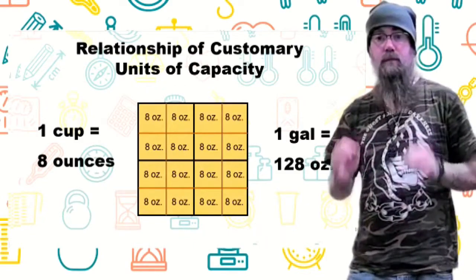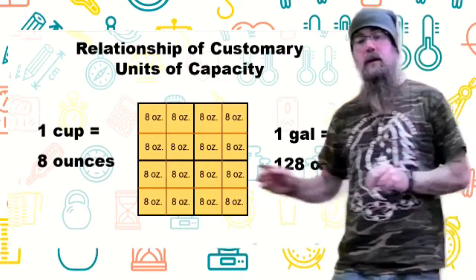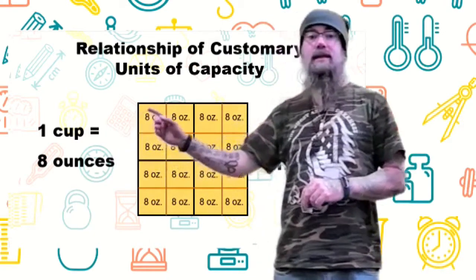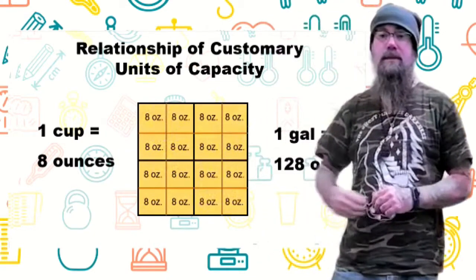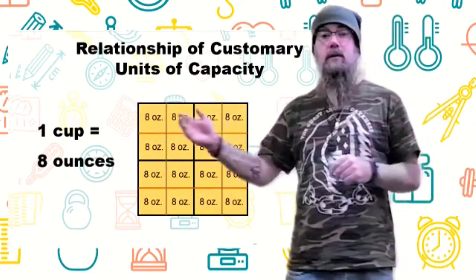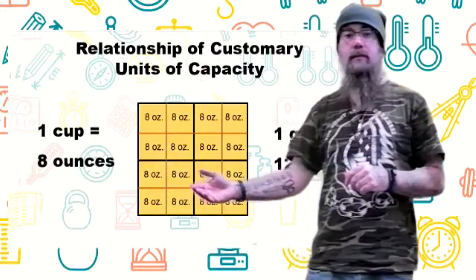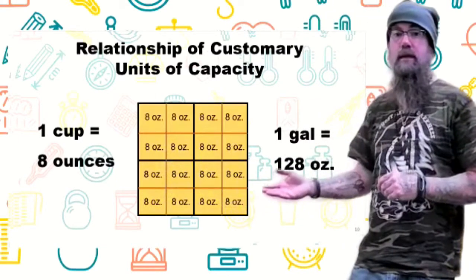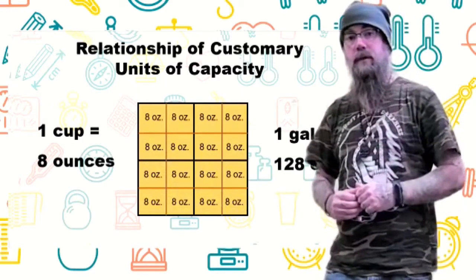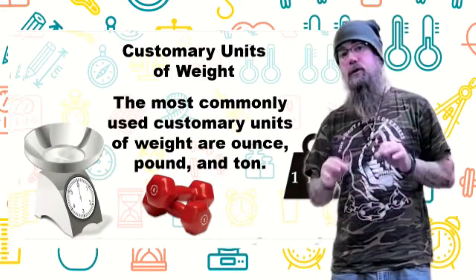And if we go down to the smallest unit of measurement, which is ounces, we know that there are 8 ounces in 1 cup. So if we take these 16 cups that we need for the 1 gallon, how many ounces would we need for that? Well, we counted all those up, 8 plus 8 plus 8 plus 8, and we'd get 128 ounces in 1 gallon of milk. So now let's talk about customary units of weight.